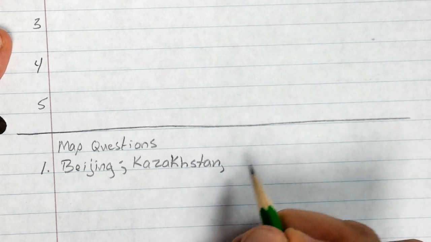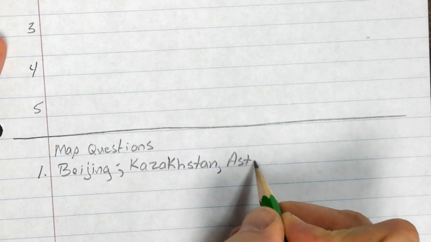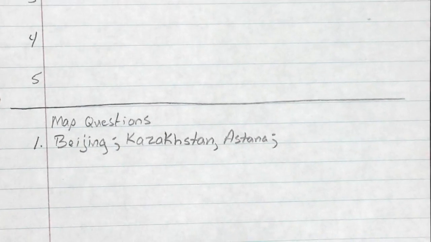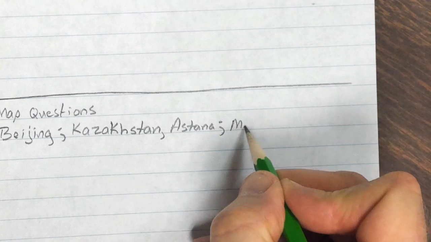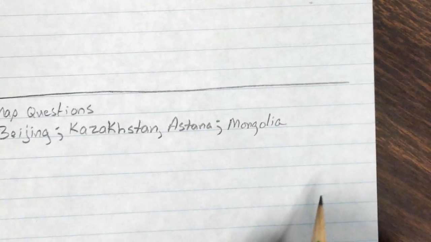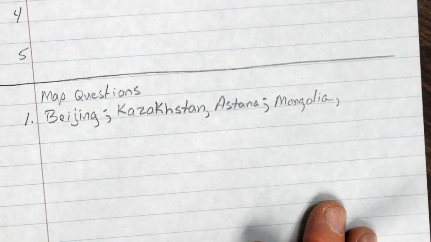Kazakhstan, comma, and what's the capital? Astana. A-S-T-A-N-A, semicolon. And then we want the next set. So the next set was Mongolia. So we're going to put M-O-N-G-O-L-I-A, Mongolia, comma. And I don't have enough room, so I'm going to the next line.